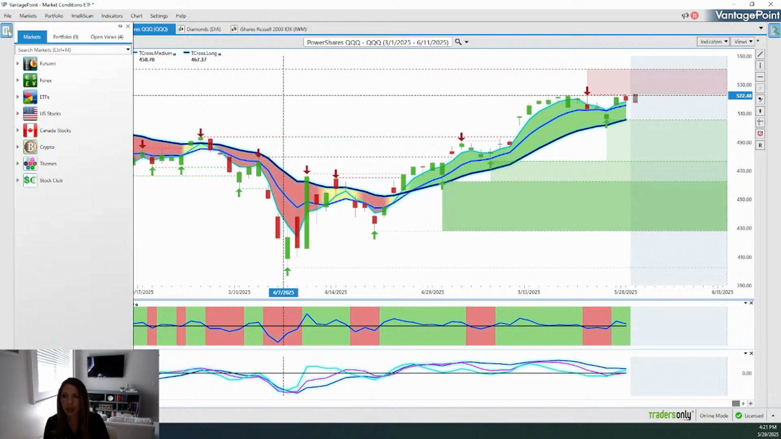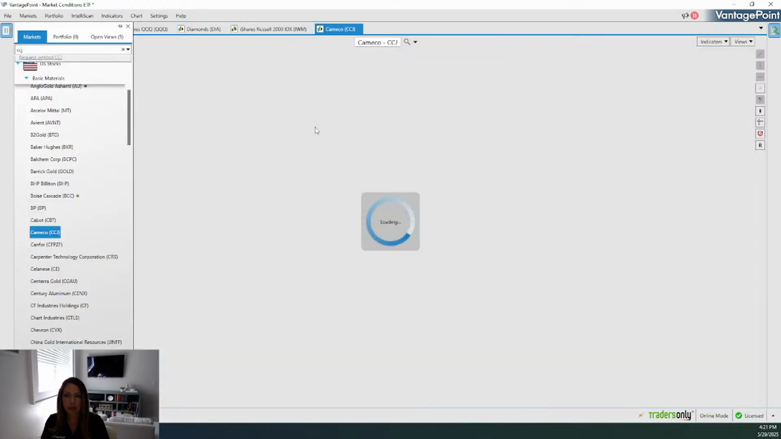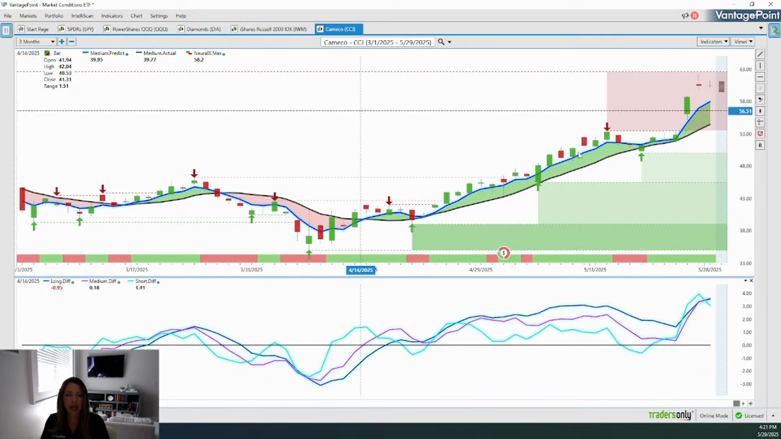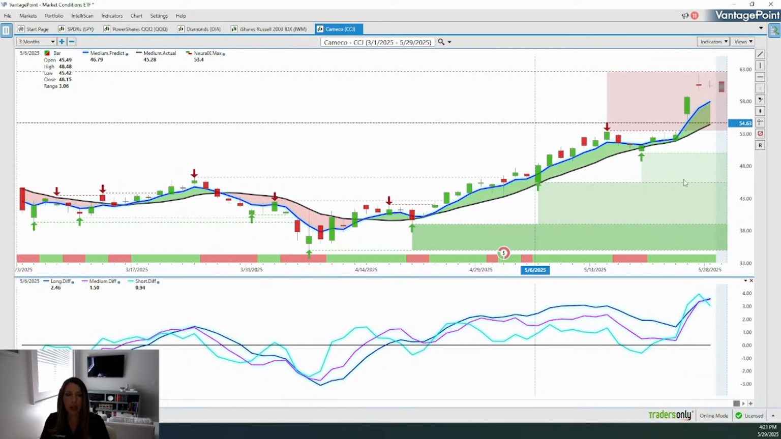So let's go ahead and open up another chart. I'm just going to pull up one that we can utilize together. Let's just see here. We'll use CCJ as an example. This should pull up, and here we go. So let's take a look at a couple of different scenarios and swing trading kind of strategies.